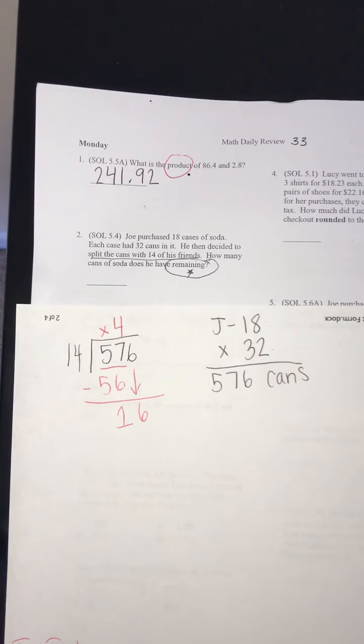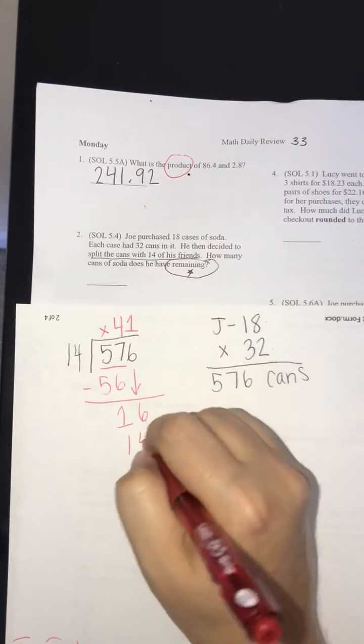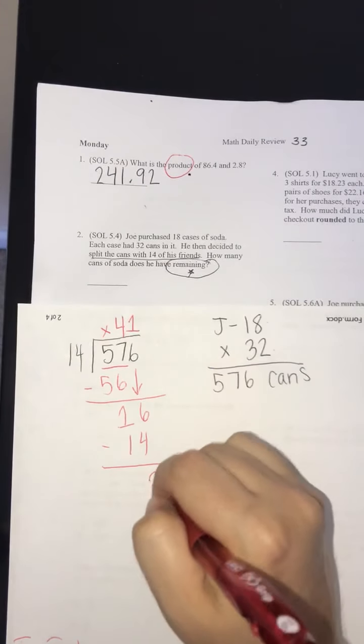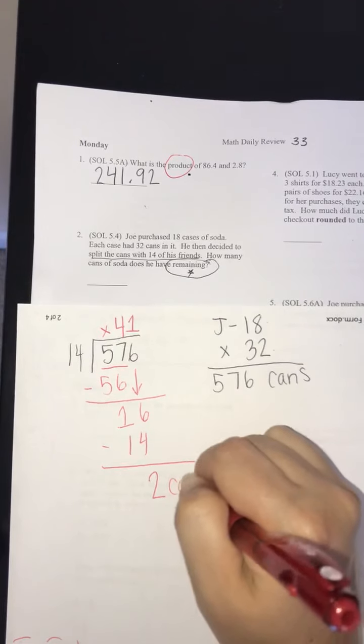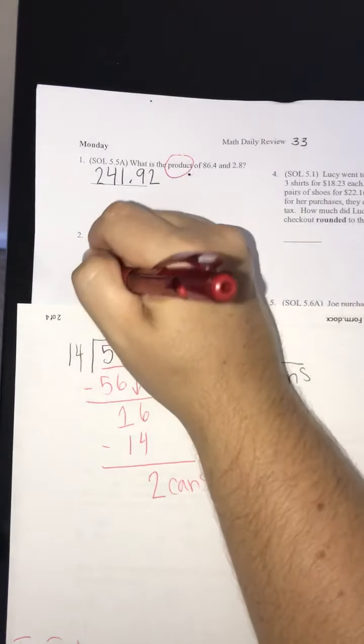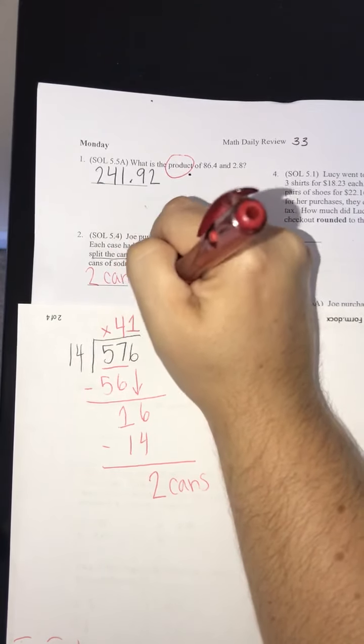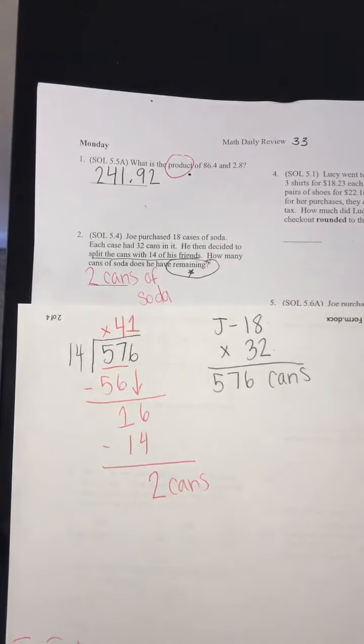Bring down the 6. 14 can go into 16 one time. And then my remainder is 2 cans. So the answer is 2 cans of soda. Okay, take a screenshot of that. I'm going to move on.